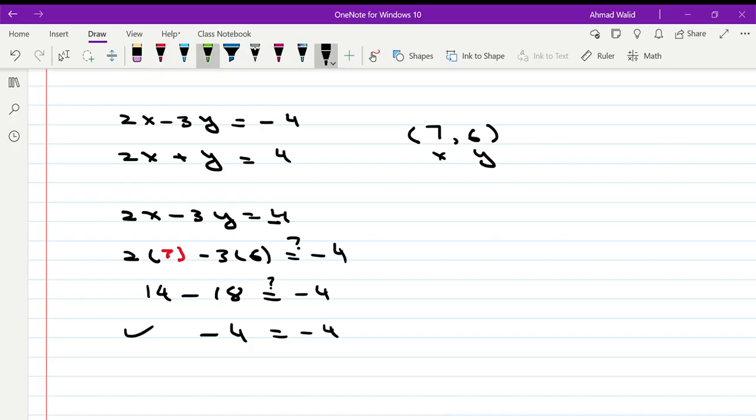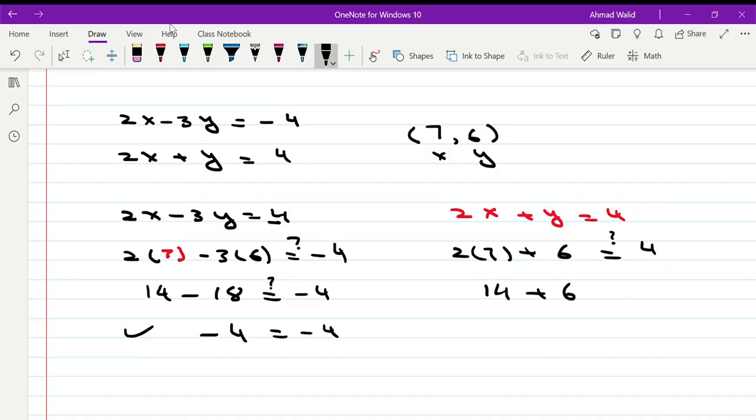But let's check the second equation, right? The second equation is given to you as 2x plus y equals 4. Let's plug in the value of x and y in this equation. Then 2 times 7 plus, oh sorry, not 3, where does this 3 come from? Plus y, which is 6. Is this equal to 4? 2 times 7 gives you 14. 14 plus 6, is this equal to 4? 14 plus 6 is 20. And 20 is not equal to 4.